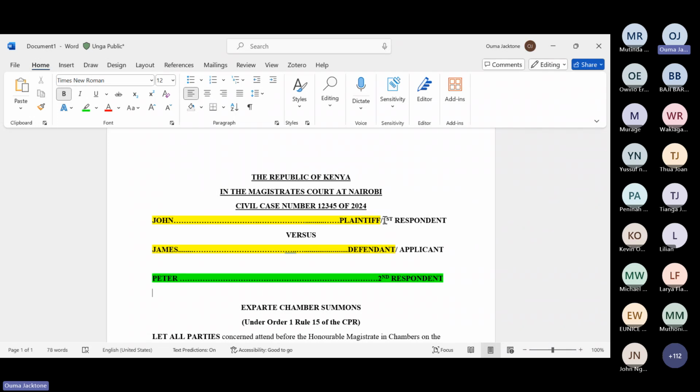Without the application, it was John plaintiff versus James defendant. But James now wants to bring in Peter. And that is why James is going to be the applicant, John the first respondent, and Peter the second respondent. Now, what you need to do is just do a stroke and then write second respondent, do a stroke applicant, and then Peter will just remain the way it is because he's not a defendant.